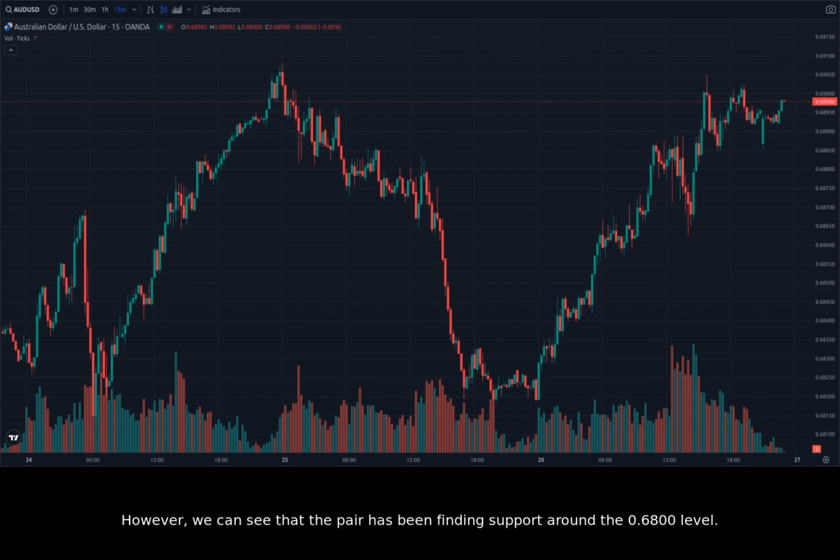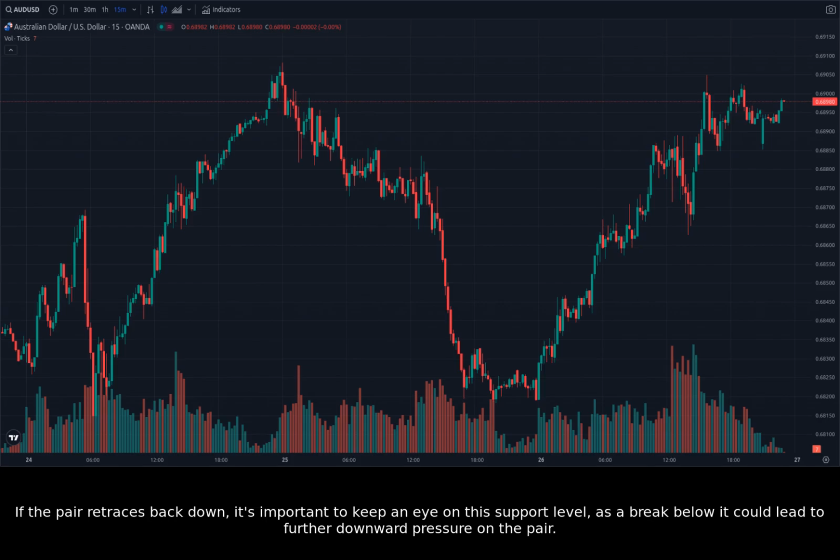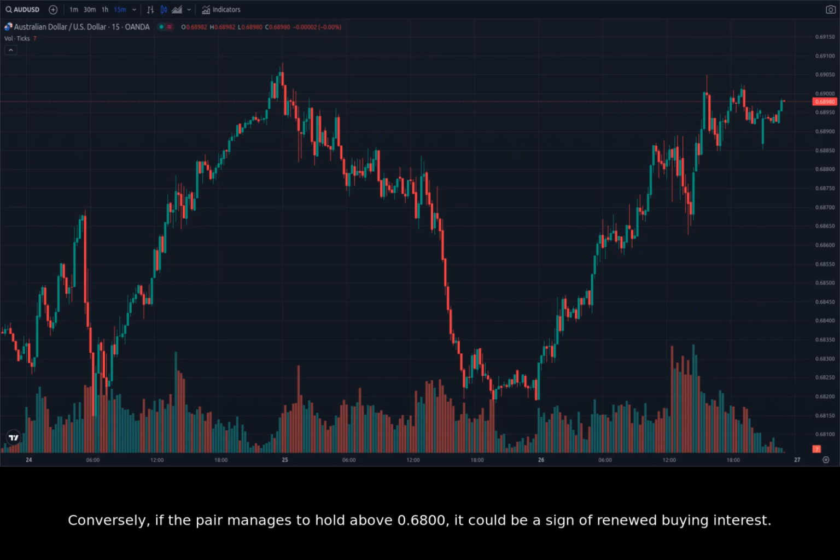However, we can see that the pair has been finding support around the 0.6800 level. If the pair retraces back down, it's important to keep an eye on this support level, as a break below it could lead to further downward pressure on the pair. Conversely, if the pair manages to hold above 0.6800, it could be a sign of renewed buying interest.